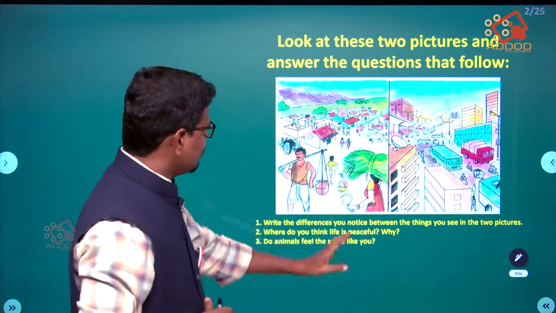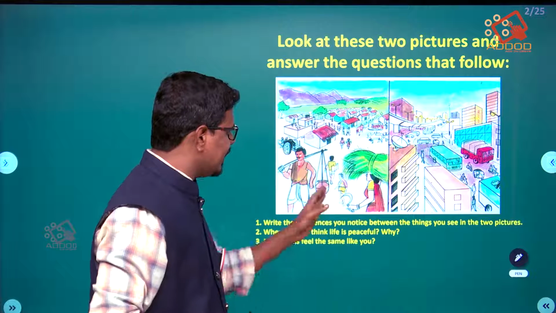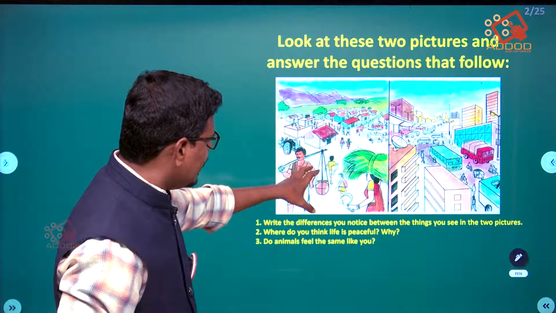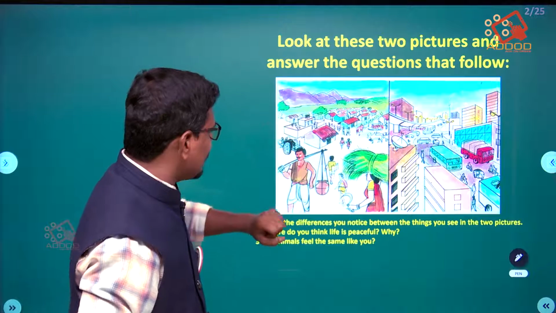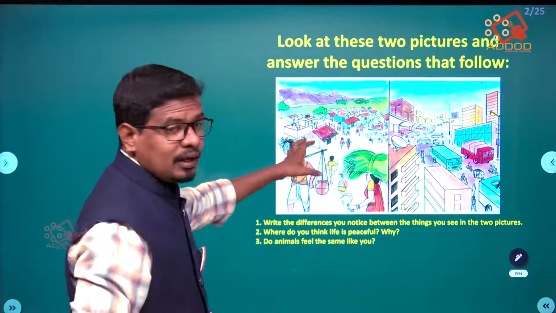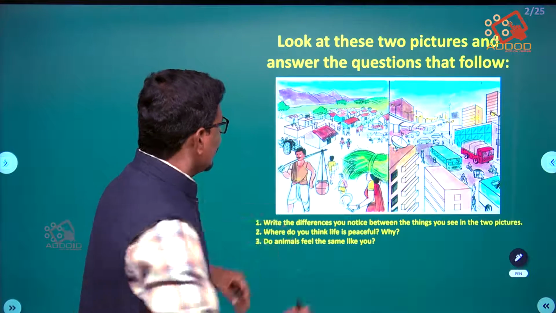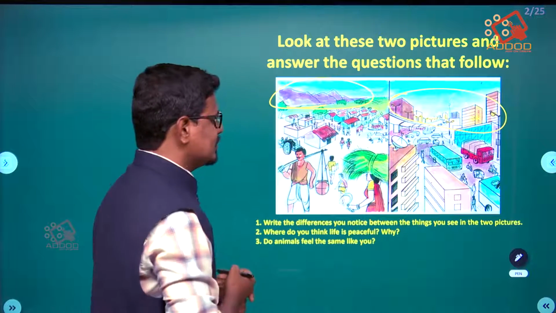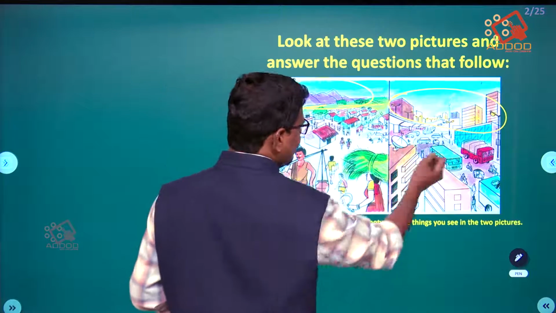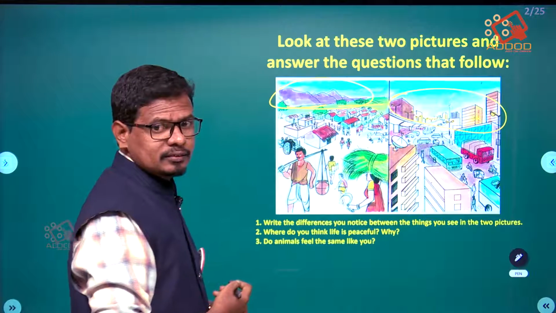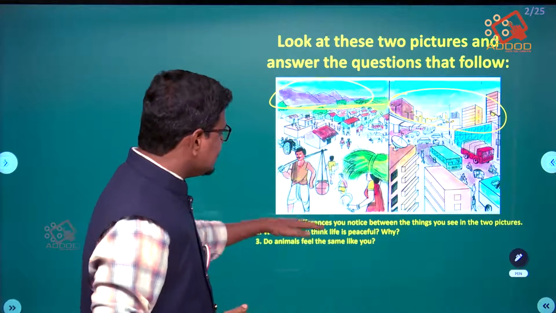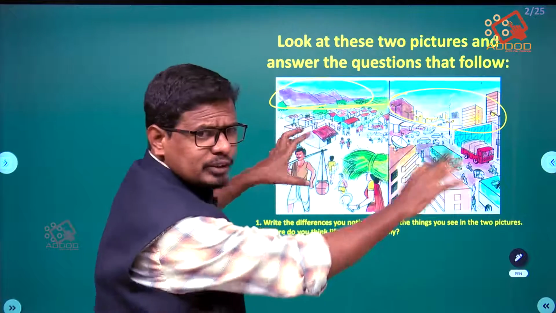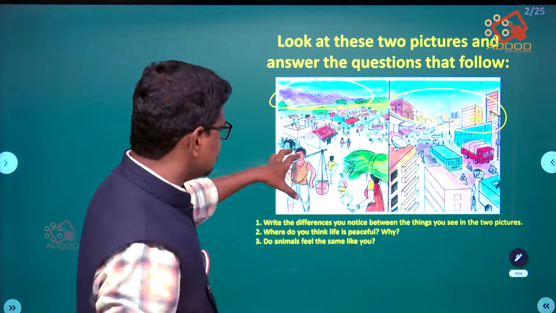When it comes to the second one, the village, you find animals, huts, children playing around and a bullock cart. It is peaceful. Did you see here the hills, and here the buildings? You find the greenery here, but you don't find any greenery over there. So let us write the differences you notice between the things you see in the two pictures. What are the two differences that you find in the picture?